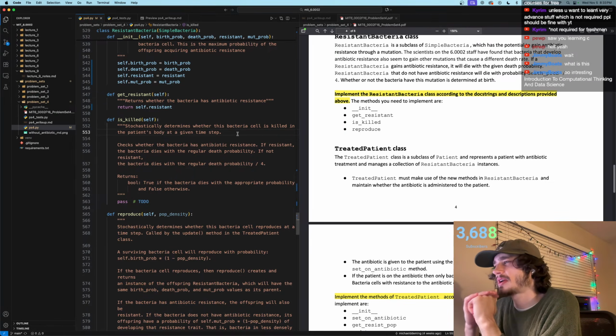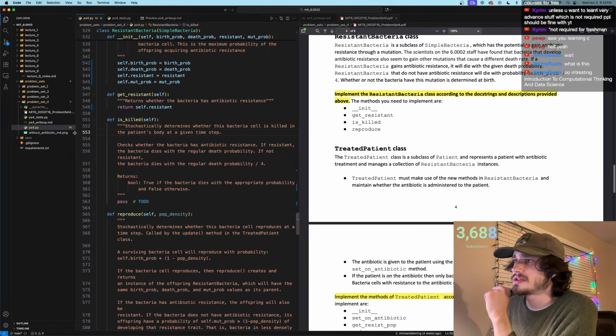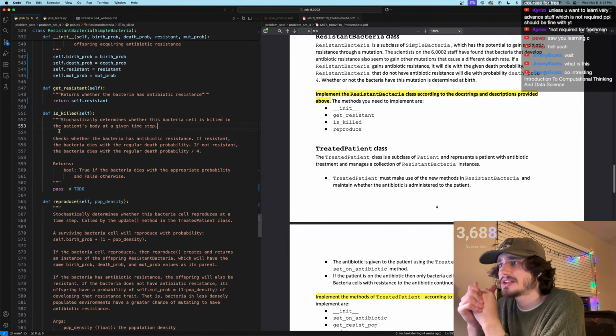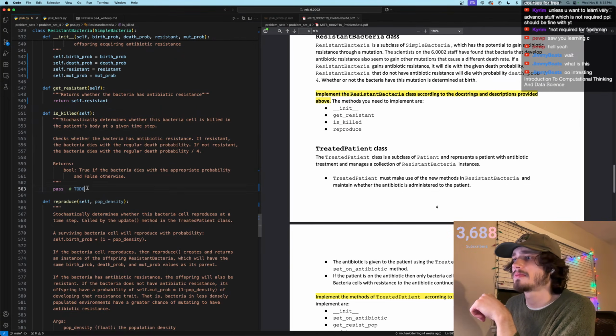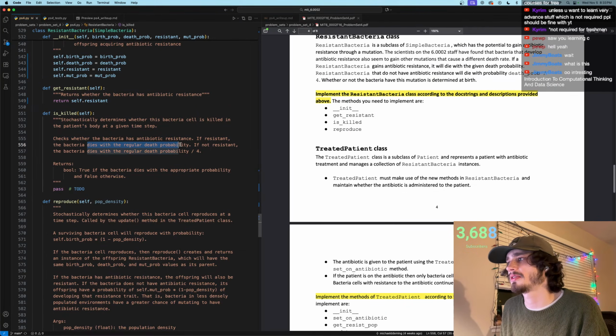Stochastically determines whether this bacteria cell is killed in a patient's body at a given time step. Checks whether the bacteria has antibiotic resistance. If resistant, the bacteria dies with the regular death probability. If not, the bacteria dies with the regular probability divided by 4.